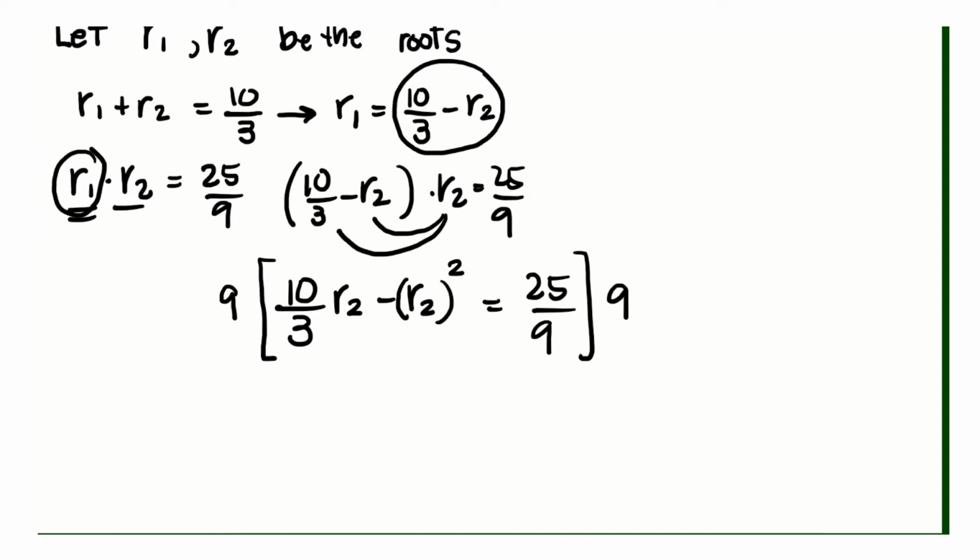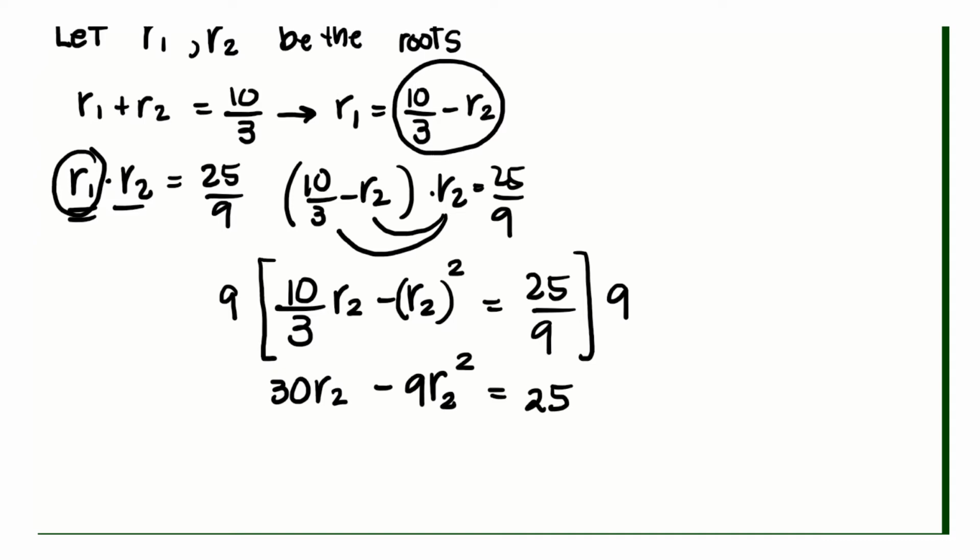9 times 10 over 3 is 90 over 3, that's 30 R2. And then we have 9 times R2 squared. Let's just write that without the parentheses. This is equal to 25 over 9 times 9. The 9 and 9 will be cancelled, and this is equal to 25.